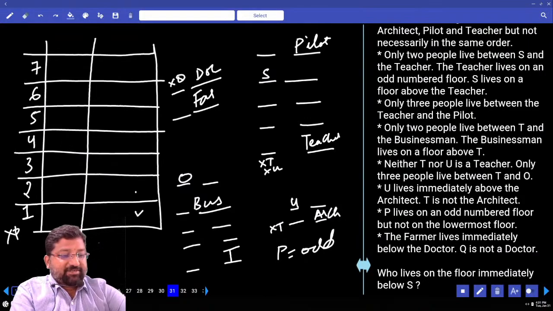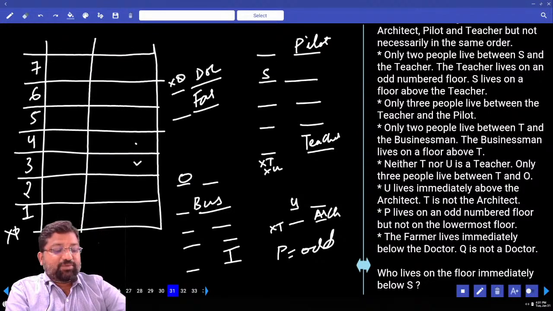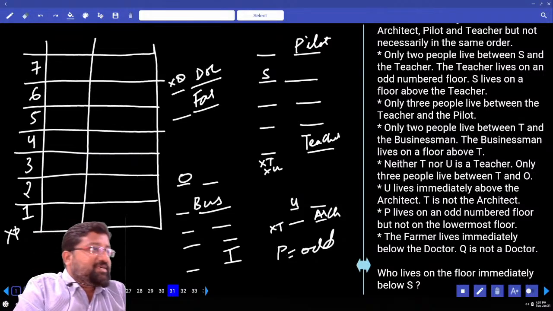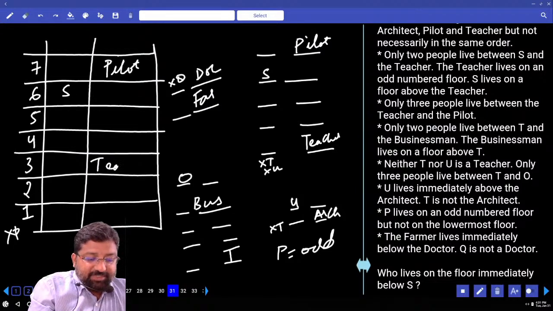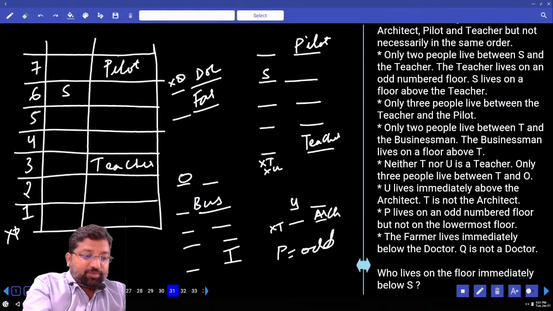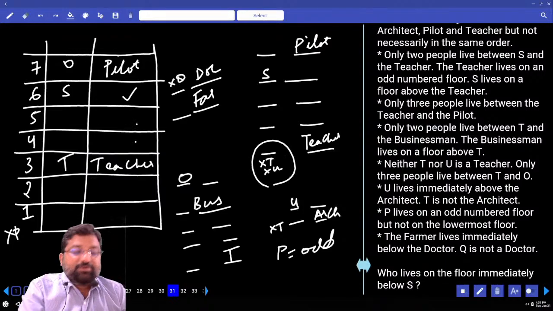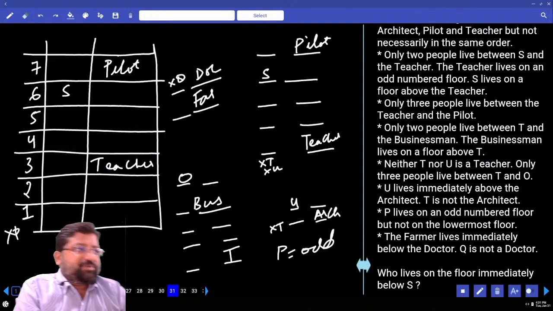If I take teacher on the third floor, this is teacher, 1, 2, this is S and this is pilot. And how many possibilities? Only 2 possible. So for example, if this is pilot, this is S, 1, 2 and this has to be teacher. Then O, businessman and then T. If I put O here, businessman, 1, 2, this should be T, but T and U are not teachers. Is there a possibility for O there? No. I'm just exploring the options, that's it.